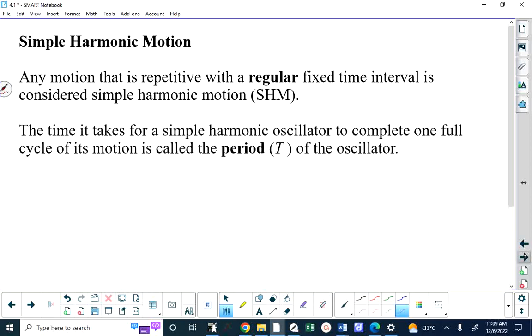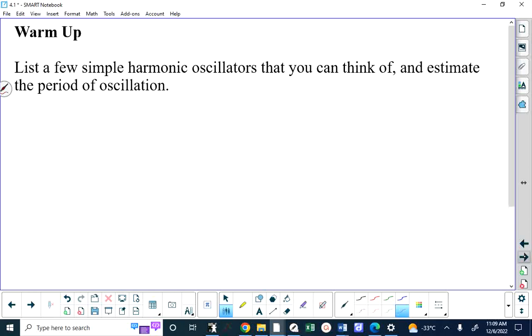The time it takes for a simple harmonic oscillator to complete one complete cycle of its motion is called the period. Well, I already told you that. Warm up. What are some examples of simple harmonic oscillators that we can think of? Now, clearly there's a pendulum and a spring, but I'm talking about things in our world. And don't be handcuffed to the idea that the period has to be the exact same all the time. I'm talking about things that do that.